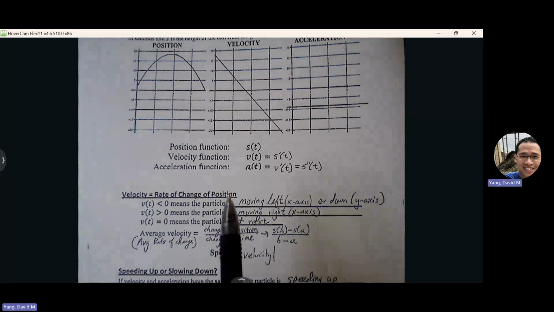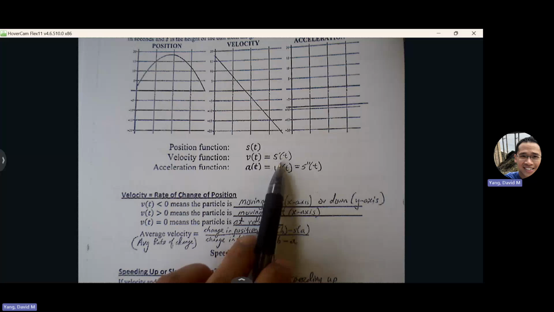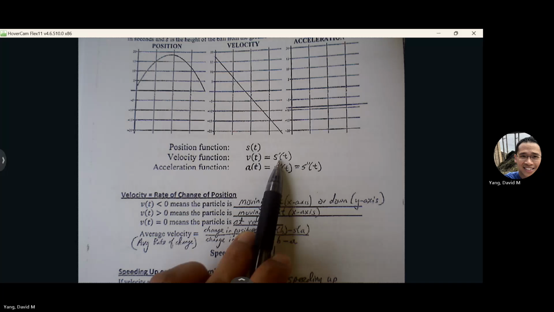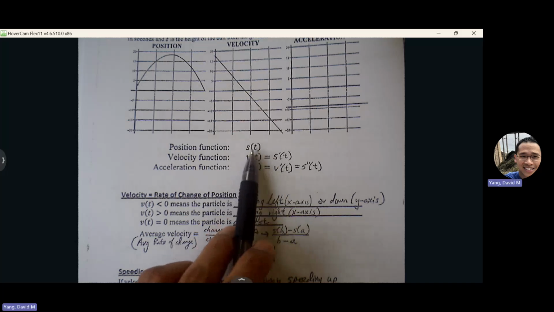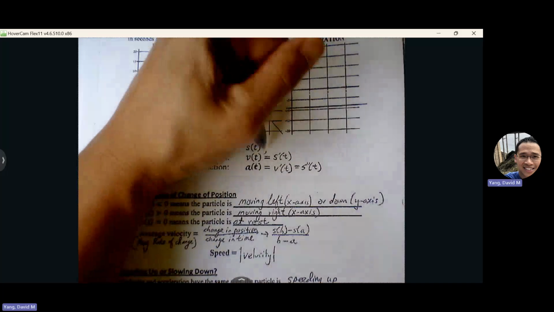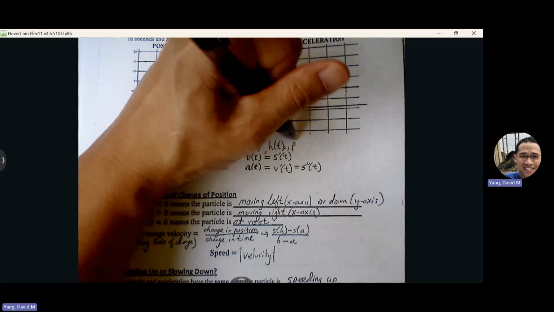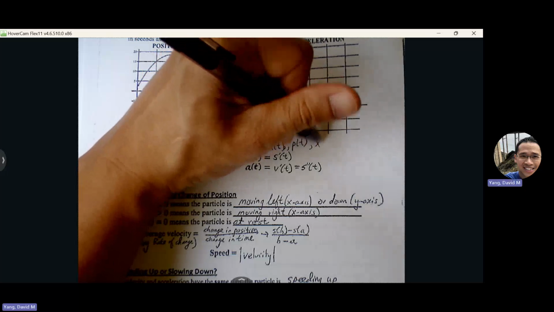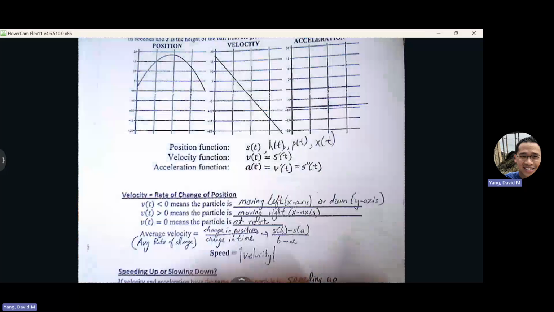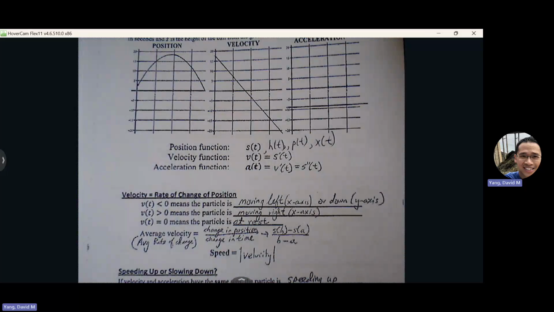So velocity can be thought of as v of t, or it can be thought of as the first derivative of position, if position is s of t. But there's a lot of different variables for position. Sometimes you may see s of t, sometimes h of t, sometimes p of t, or x of t. So there's a lot of different common variables that problems use for a position function.